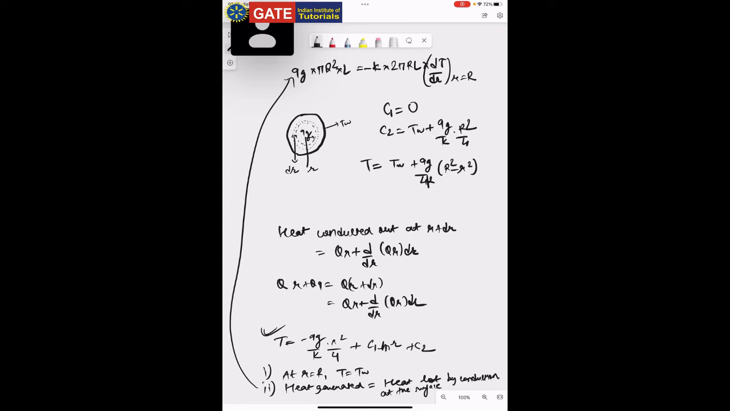Yes, sir. Yeah, and then again, same with finding Tmax: differentiating with respect to r, and then equating it to zero. So Tmax is TW plus qg by 4k into R square. This is your equation for Tmax.